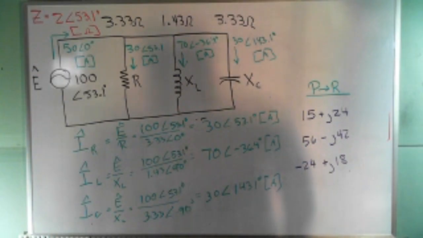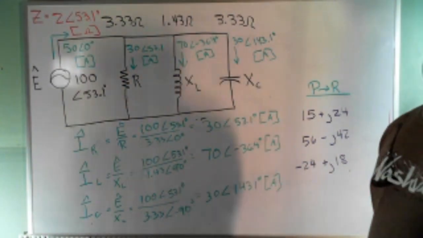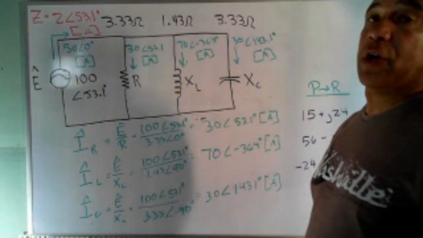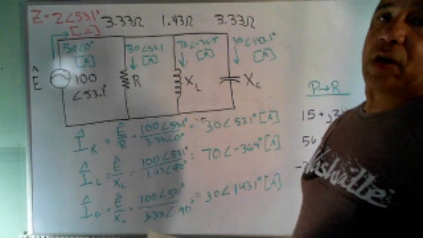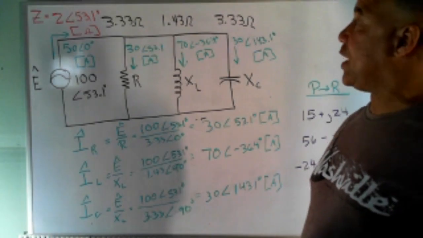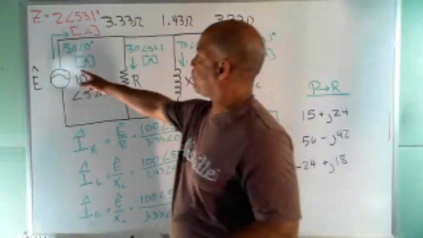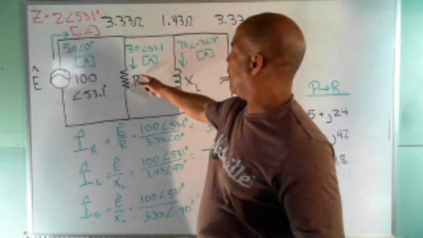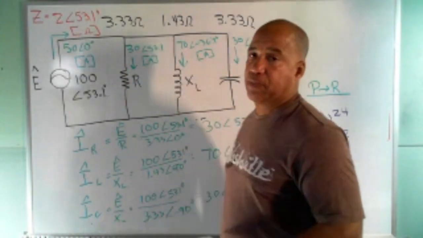So that's what I got when I convert it. Now, why do they want you to convert it? Well, the reason they want you to do that is because they want you to show that Kirchhoff's current law is valid for this circuit. If you remember, Kirchhoff's current law says that the total current should equal the sum of the branch currents. And so you can't add those in polar. You've got to convert it over.